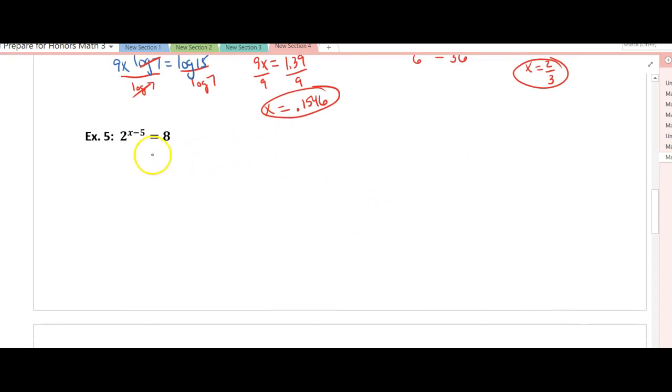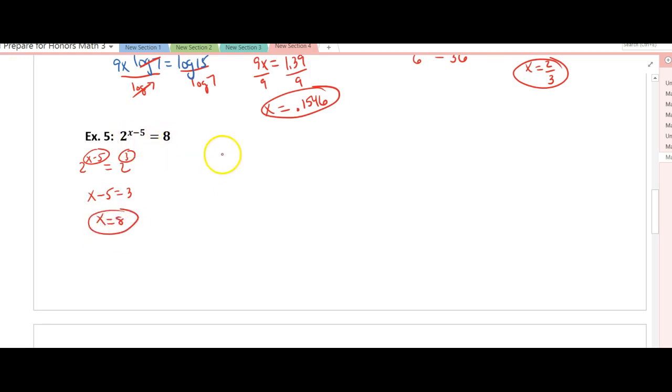Example 5. Again, I'll show you could do it both ways. One, they could be written as the same base. So 2 to the x minus 5 equals 2 to the third. So x minus 5 is equal to 3. So x is equal to 8.